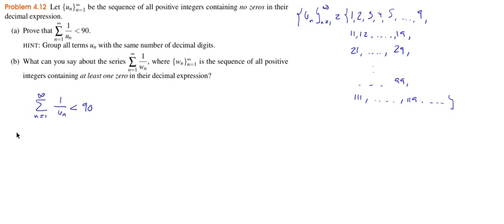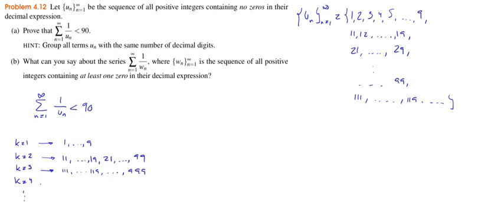Okay, so the decimal digits can be k1, k2 digits, k3 digits, k4, and so on. For 1 digit we have 1 up to 9, right? For 2 digits we have 11, 19, 21, and so on, up until 99, right? For 3 digits we have 111 up until 999, right? And for 4 digits we have 1111 and then up to 9999, right? Okay, so you can see the idea.